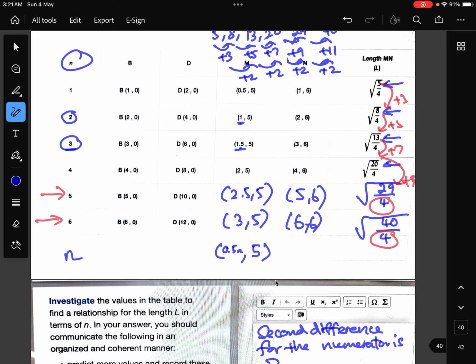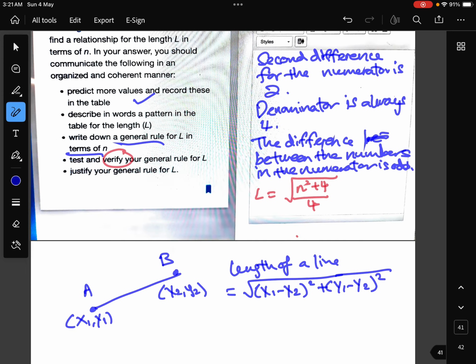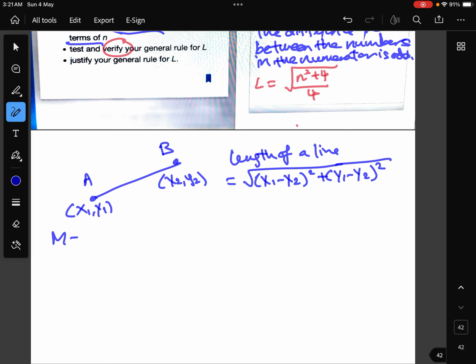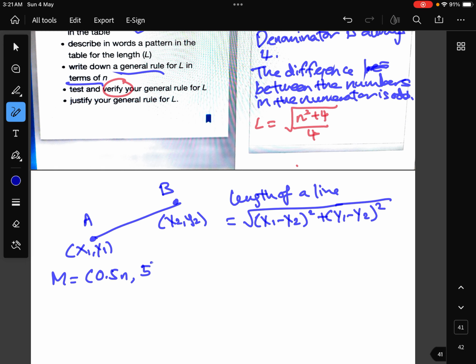Now I'm going to do the same thing for the coordinates of n in this case. Now the y coordinate is always going to be 6. But you realize that the x coordinate is always going to be the same as n. So I'm going to call this (n, 6). Okay, so what is the purpose of doing this? Now, if I know that m is (0.5n, 5), while n is basically (n, 6) here, so I'm going to find out what the length of mn is by using this formula.